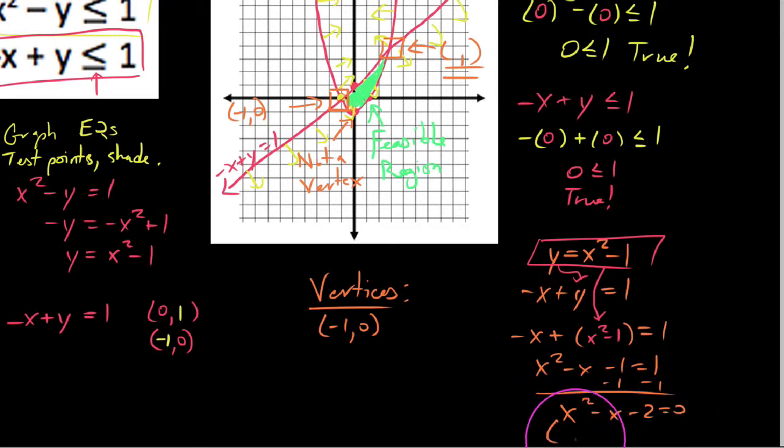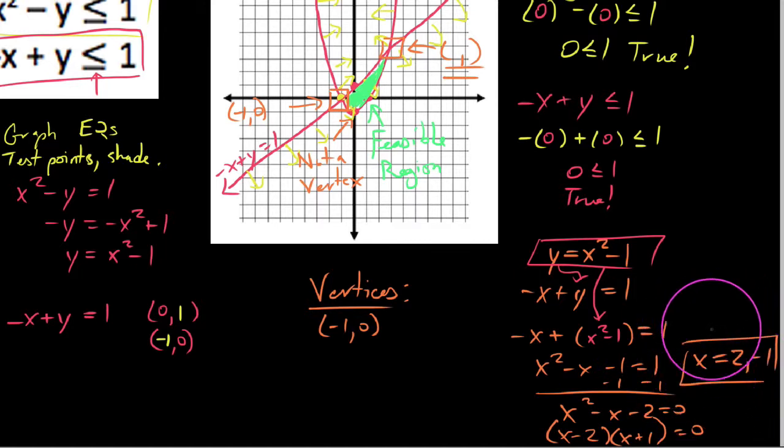And when we factor this, we end up with (x, let's see) two numbers that multiply to be -2 and add up to be -1 would be -2 and +1. So we get (x - 2)(x + 1) equals 0, and setting that equal to 0 yields two x values here. We say x equals both 2 and -1, our solution values.